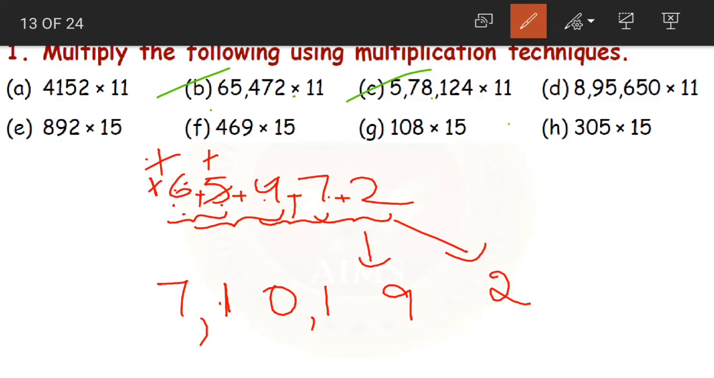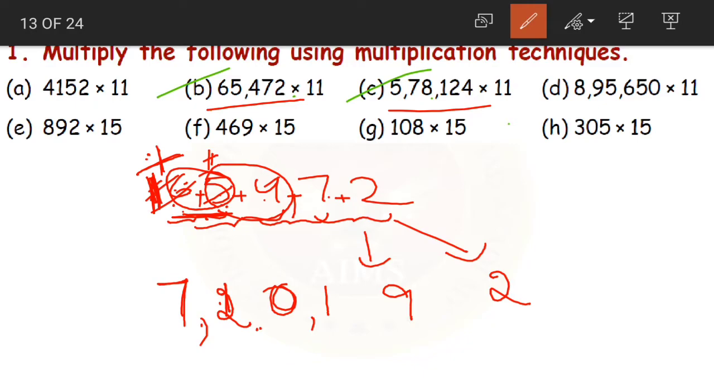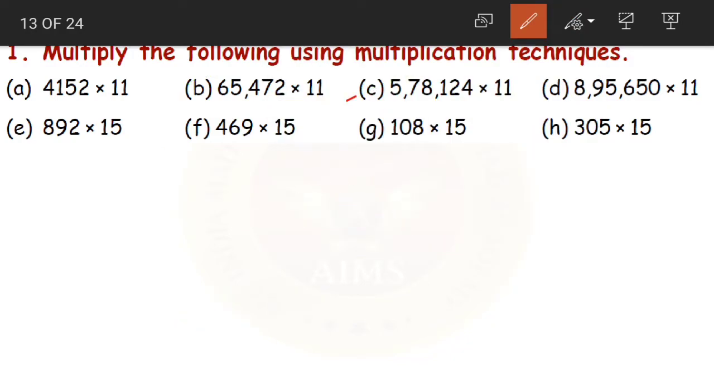7,10,192. Understanding? See here, 5 plus 4 is 9. 9 plus 1 is 10, so 0 here, 1 carried. 5 plus 6 is 11. 11 plus 1 is 12. Now from 12 we got another one carried. 6 plus 1 is 7. Understanding, children? The same technique. Be it a 5-digit number or a 6-digit number, the same technique is used. The answer is 7,20,192. Now coming to question number C.